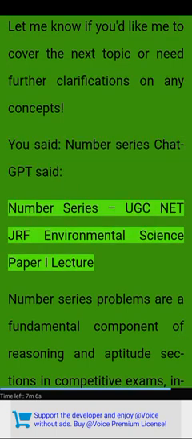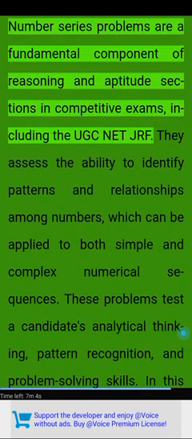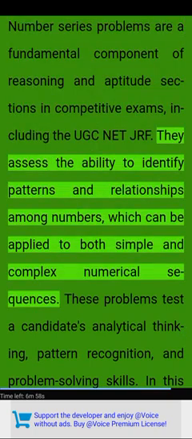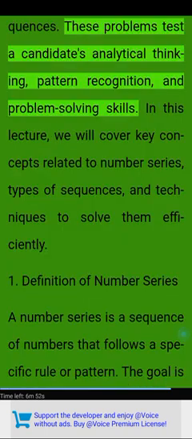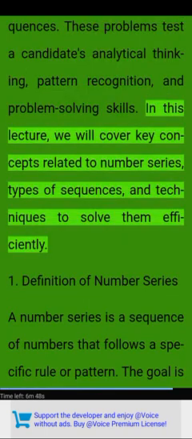ChatGPT said: Number series. UGCNet JRF environmental science paper I lecture. Number series problems are a fundamental component of reasoning and aptitude sections in competitive exams, including the UGCNet JRF. They assess the ability to identify patterns and relationships among numbers, which can be applied to both simple and complex numerical sequences. These problems test a candidate's analytical thinking, pattern recognition, and problem-solving skills.